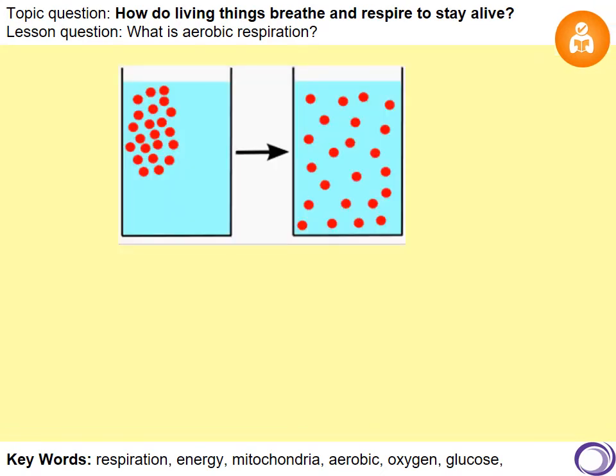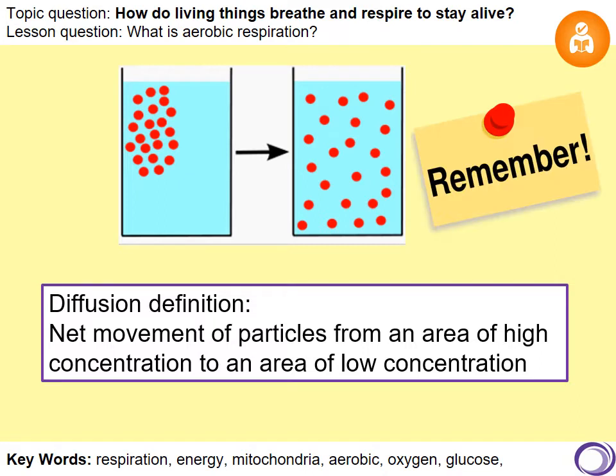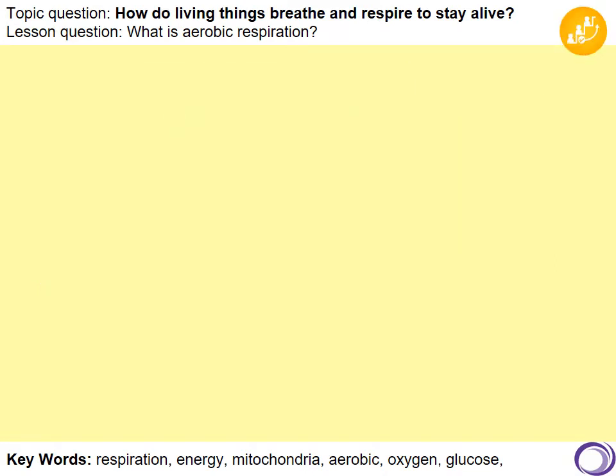So on top of breathing, I would also like to take this opportunity just to remind ourselves from last lesson when we looked at diffusion, and the definition of diffusion was the net movement of particles from an area of high concentration to an area of low concentration. We're now going to watch a short video that shows us this process of diffusion happening in the alveoli and also outlines how the alveoli are adapted to make this more efficient.